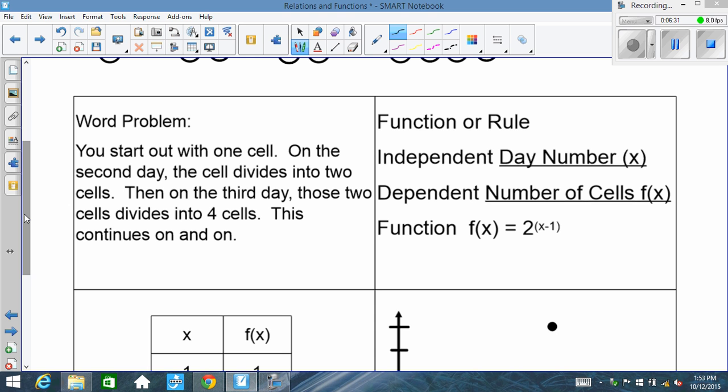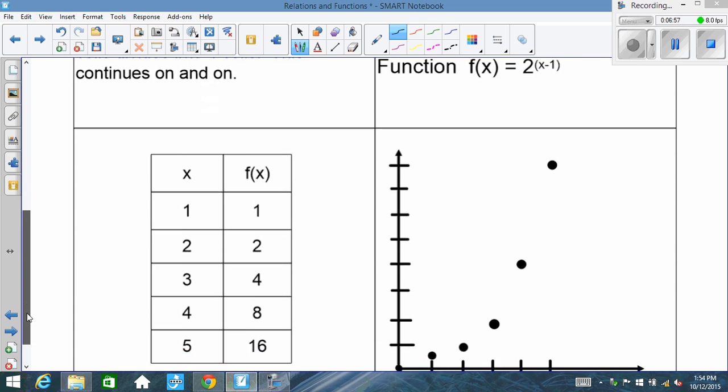The function rule here would be the independent is our days, which would be our x. And so our dependent is the number of cells, f of x. So we should be able to write a function from that if it works out. So I should be able to match that picture with the function rule, and the word problem matches. And then we would match it up in a table.